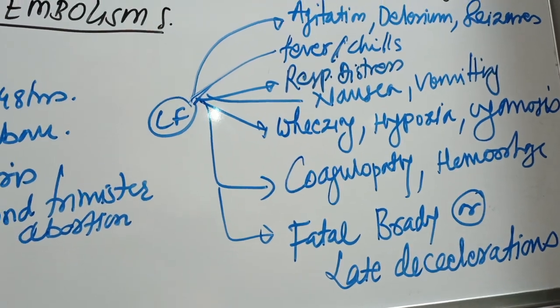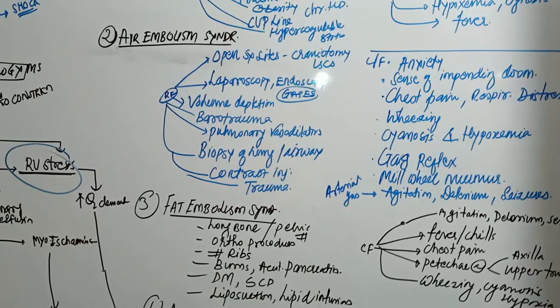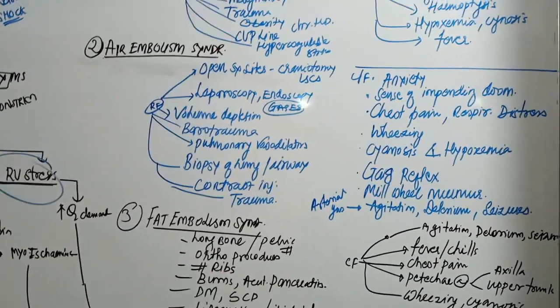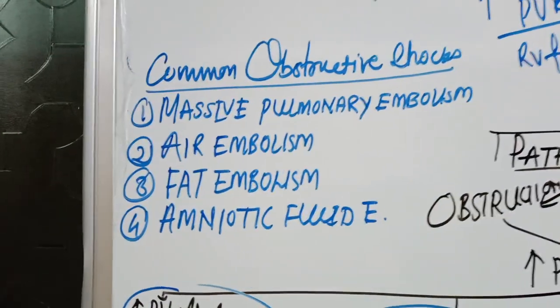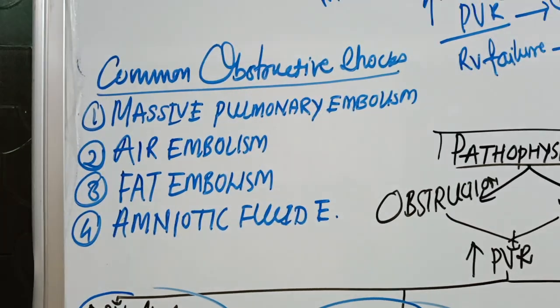So these are the four main obstructive shocks which have clinical features and risk factors: massive pulmonary embolism, air embolism, fat embolism, and amniotic fluid embolism. Okay, thank you.